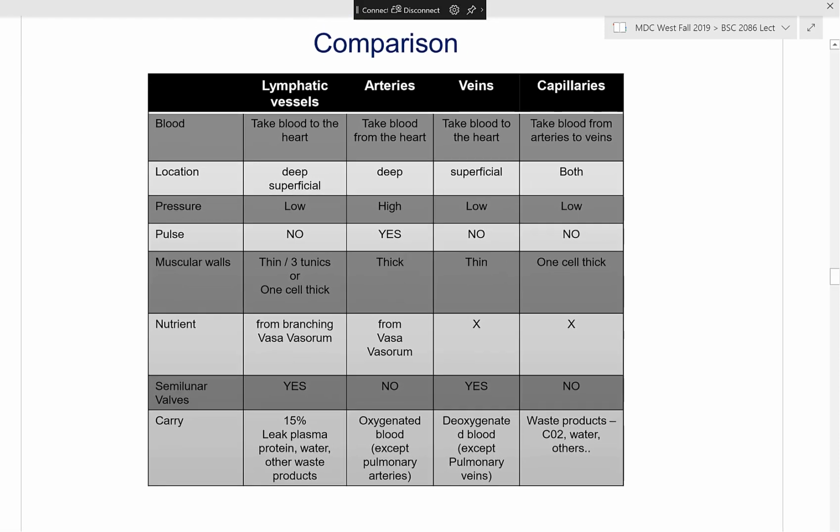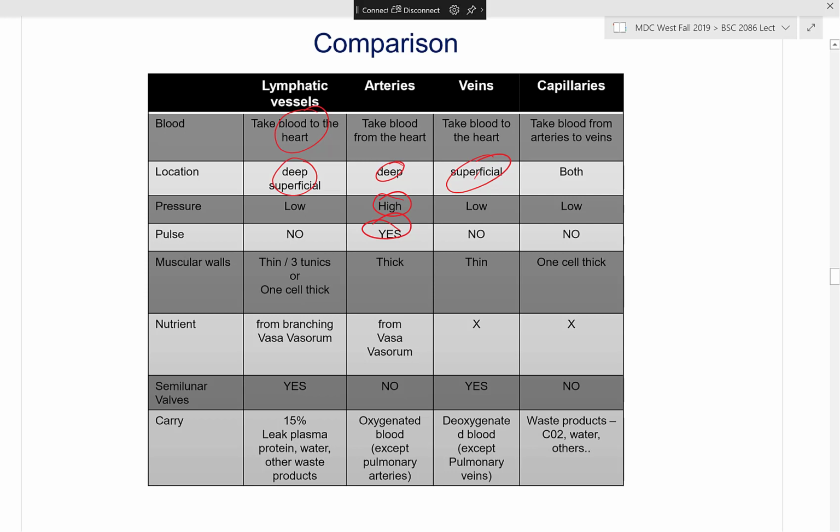What are we doing now? We actually have a table and we're gonna compare all the things and the features that we went over. So lymphatic vessels, right? They take blood to the heart. They're deep and superficial. Who's deep? Arteries. Who's superficial? Veins. So that means they do what? Both things. The next one is the pressure. Do they have high pressure? No, only arteries have high pressure. Everything else is low. Does the lymph have a pulse? No, the only thing that has a pulse is what? The arteries. Everything else does not have a pulse.